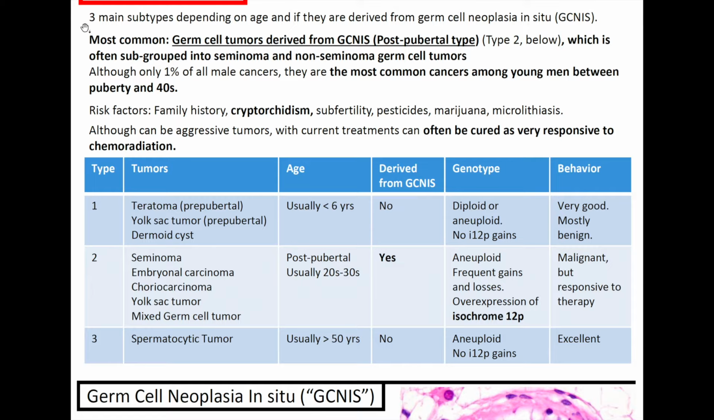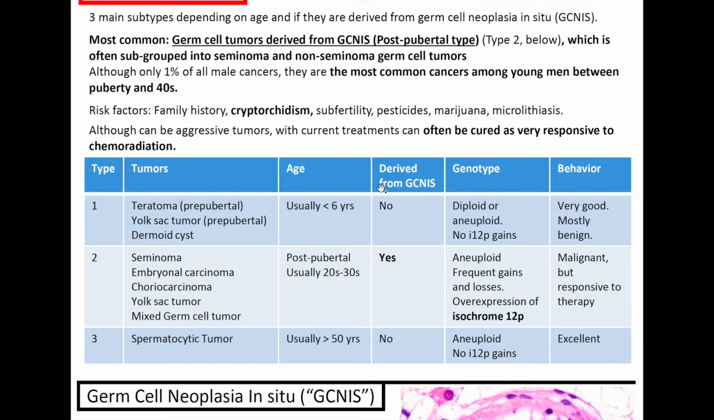So there's several types that we're going to talk about, but the three main subtypes are below: type 1, 2, and 3. Type 1 would encompass teratomas, yolk sac tumors, dermoid cysts. Type 2 encompasses seminomas and embryonal carcinoma, choriocarcinoma, yolk sac tumor, mixed germ cell tumor. And type 3 is the spermatocytic tumors. So we're going to go a little bit more into each of these entities further on in the video.